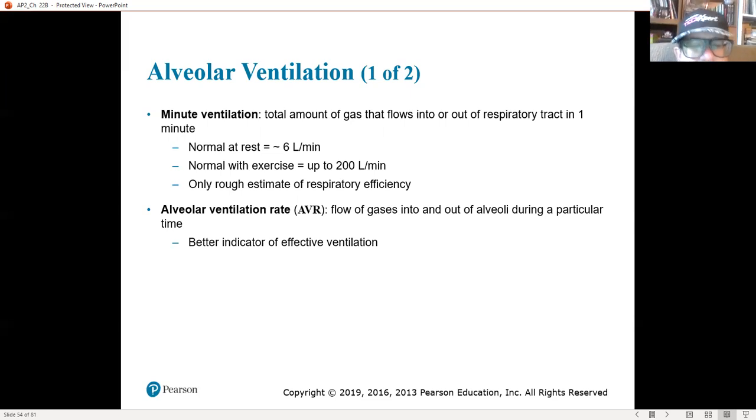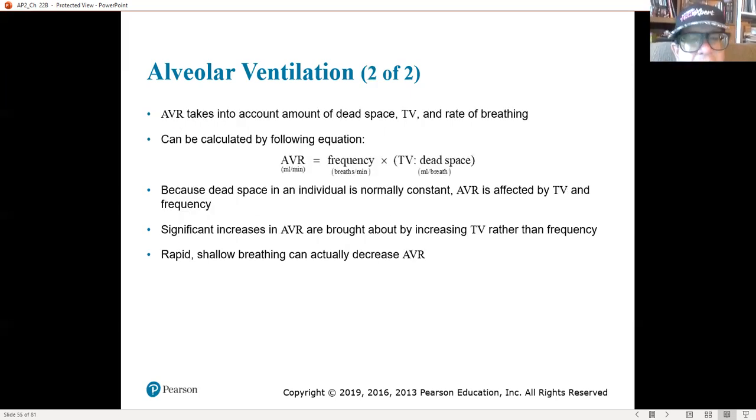Alveolar ventilation rate, AVR, is a measure of the flow of gases in and out of the alveoli during a particular time. This is a better indicator of how effective your ventilation is. And this will take into account the amount of dead space you have, your tidal volume, your rate of breathing. So alveolar ventilation rate, there's your formula. It's not a bad formula. It's a much cleaner formula than some of the others. I will probably use a question or two off of that.